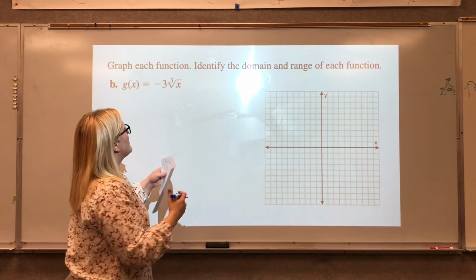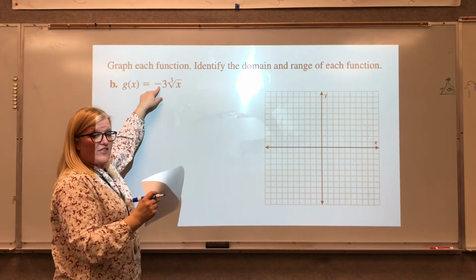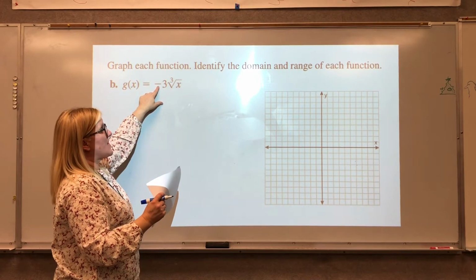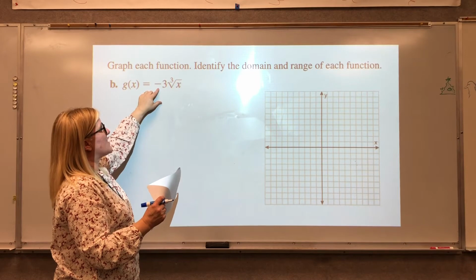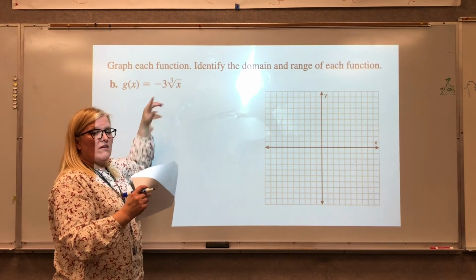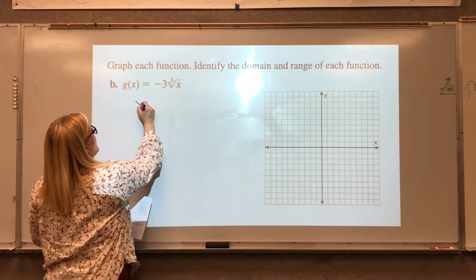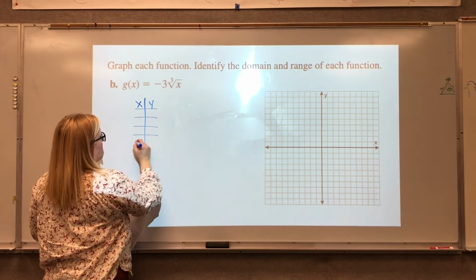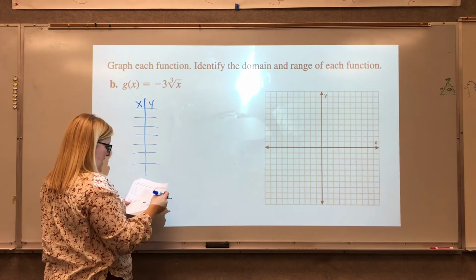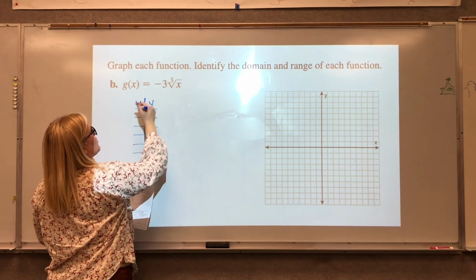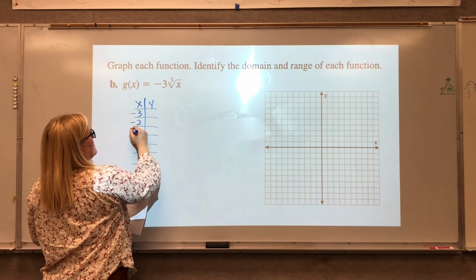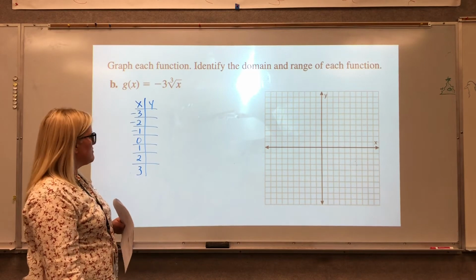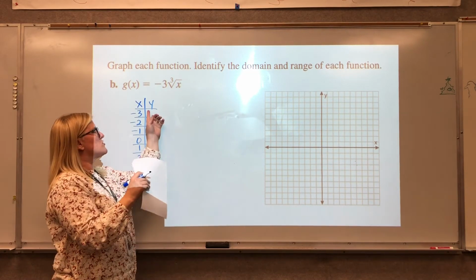This one is going to flip-flop. It's going to be switched because it's a negative, right? So it's going to be flipped over the x-axis, and it's going to grow faster. So again, I put this in my graphing calculator. You can put it in Desmos if you want. And because it's a cube root, I know that I can use negative numbers.